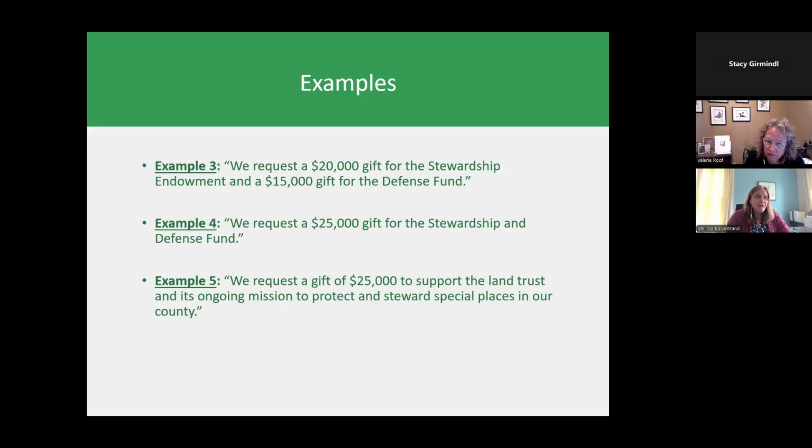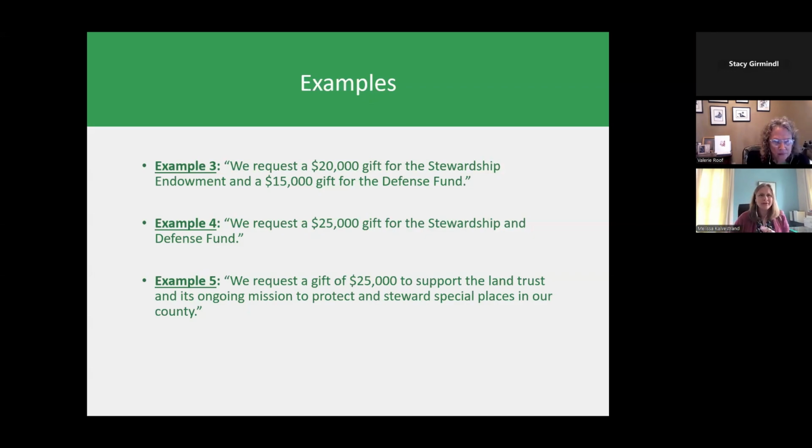We go on to example 4. Here, this organization is saying, we request a $25,000 gift for our Stewardship and Defense Fund. Again, one fund for stewardship and defense purposes, not separate. They're thinking of it as one fund. But again, there's time and purpose. There is a donor restriction that these monies are for the purpose of stewardship and defense. Again, no property specific restrictions here in example number 4.